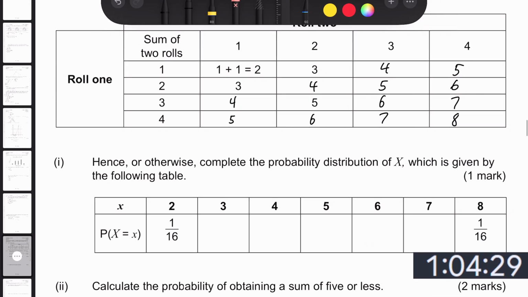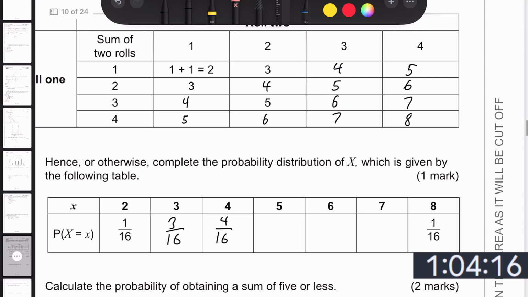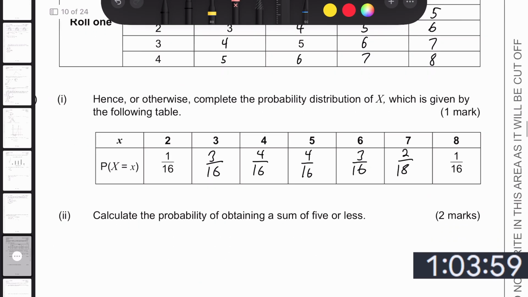So here I have 3 of 3s, 3 on 16. For 4, I have 4. I'm going to leave it as 4 on 16, just so that everything has the same denominator and I'm not confused. I have 4 again, then 3, and then 2. Does that add up? 1 plus 3 is 4, that's 12, 15, 18. Nice.